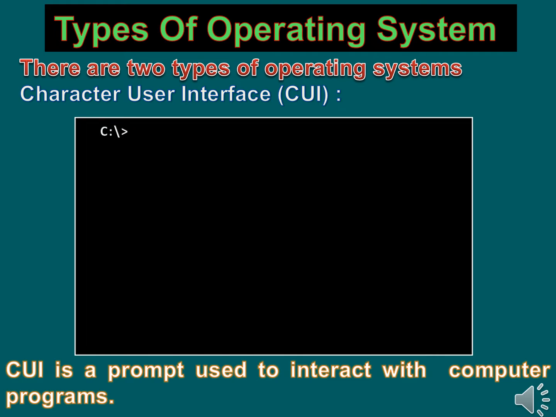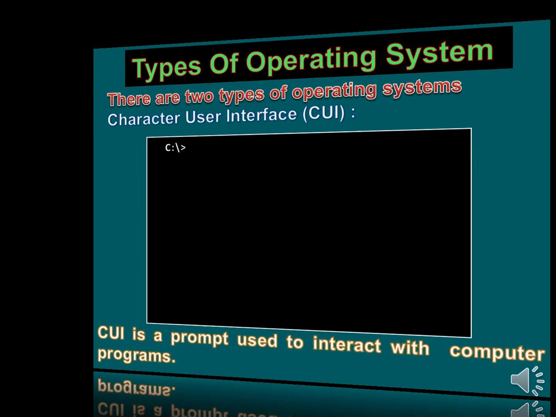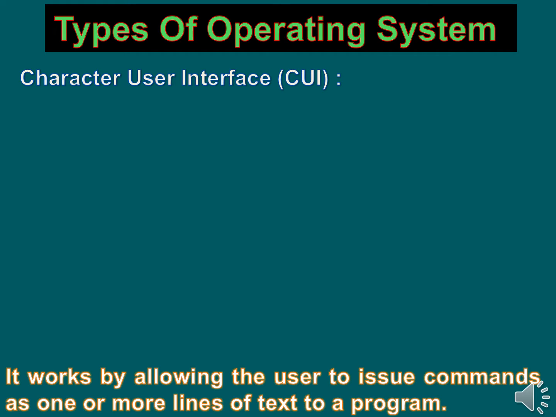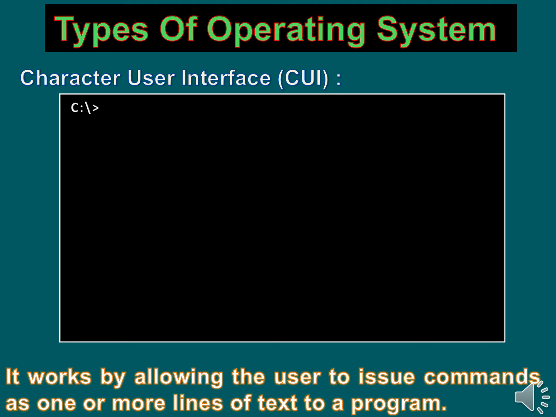There are two types of operating systems, CUI and GUI. Character User Interface, that is, CUI. CUI is a prompt used to interact with computer programs. Character User Interface works by allowing the user to issue commands as one or more lines of text to a program.